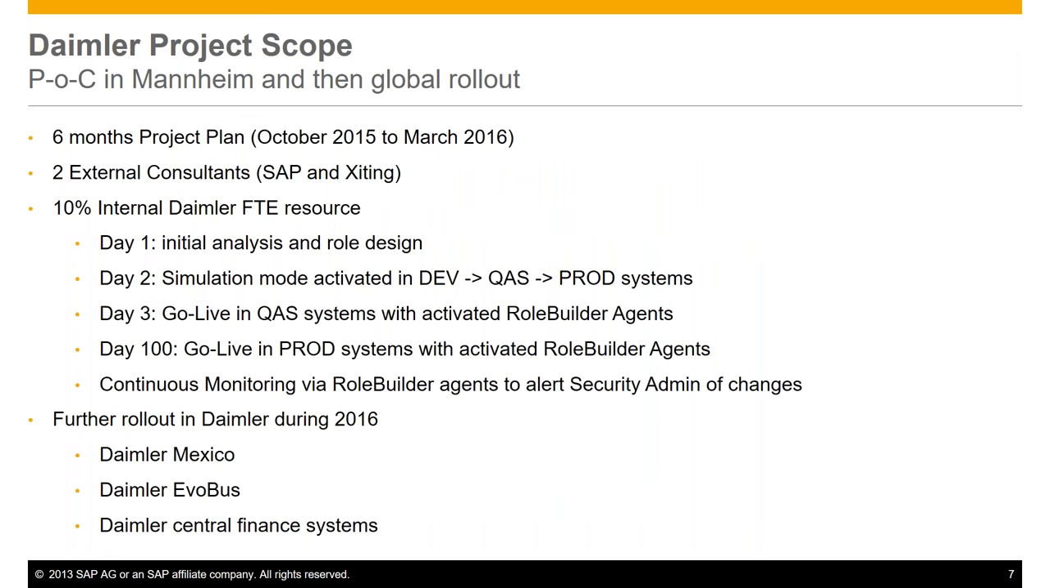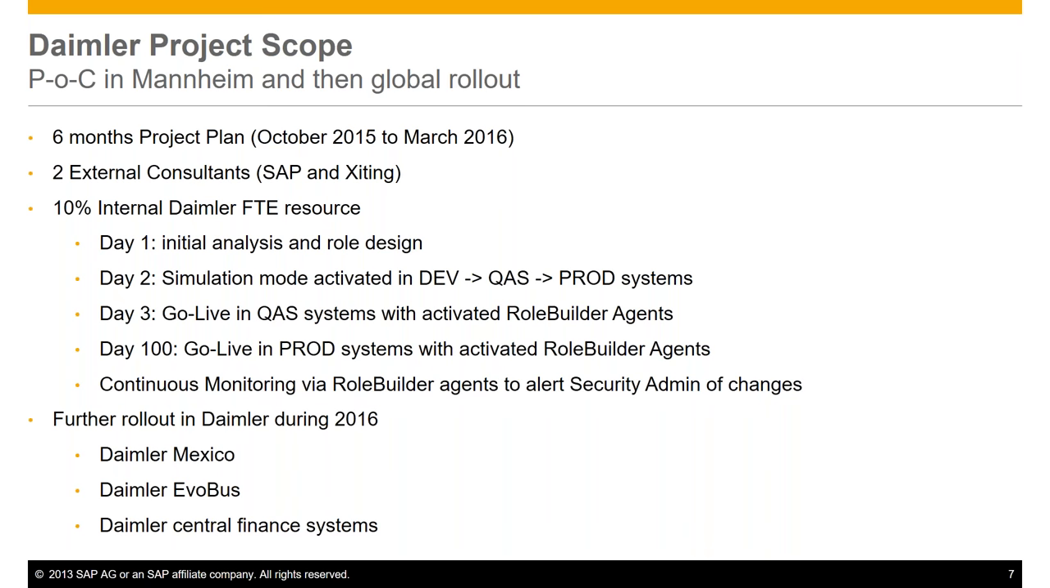The project plan was to perform this proof of concept project on the Daimler Mannheim systems for 6 months. And that happened between October 2015, when we started the project, and finally when we stopped monitoring. So we were already live early on with some of the users. Other users, we had to wait until February. And by March, the project was completed.